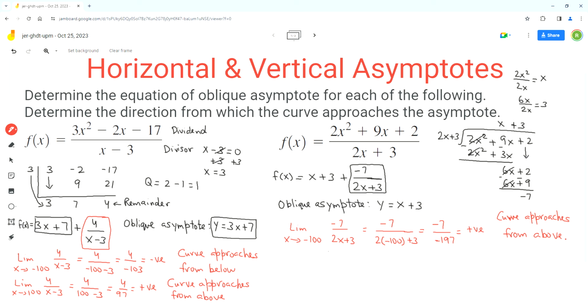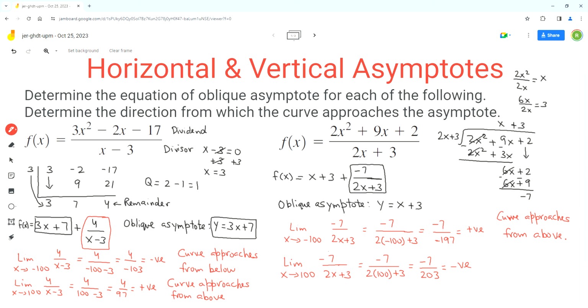Now we can do the analysis for the right side. Limit as x approaches positive 100. So negative 7 over 2x plus 3. So negative 7 over 2 times 100 plus 3. So we have a negative value in the numerator, and 2 times 100 is 200 plus 3 is 203. So we'll get a negative value.